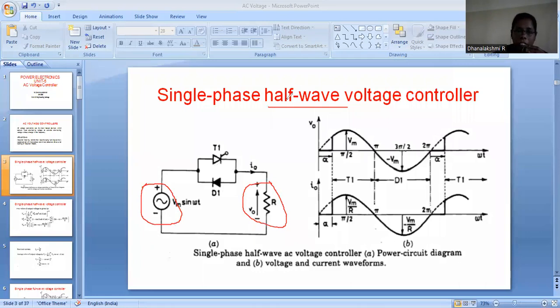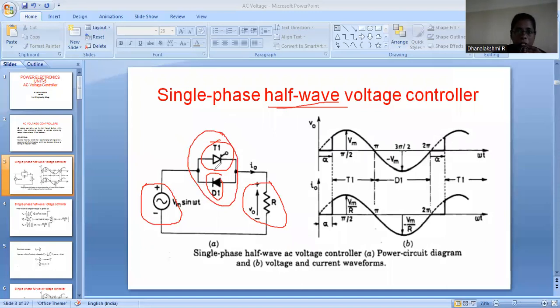But since it is a half wave AC voltage controller, one will be a thyristor and the other one will be a diode. If you connect a thyristor and a diode back to back, in anti-parallel form, this is the configuration of a single phase half wave AC voltage controller. On this side we have the fixed AC input, and we have to convert this fixed AC to variable AC with the help of this single phase half wave AC voltage controller.